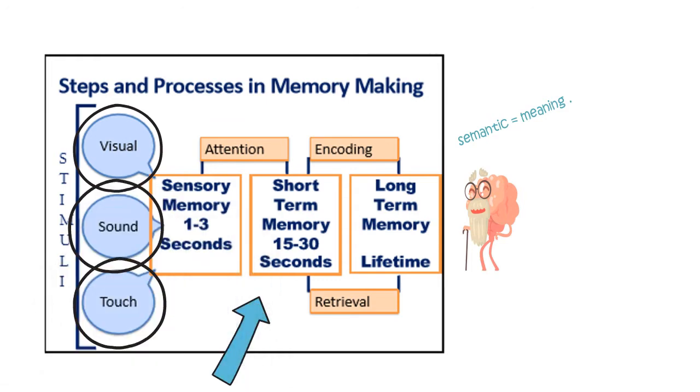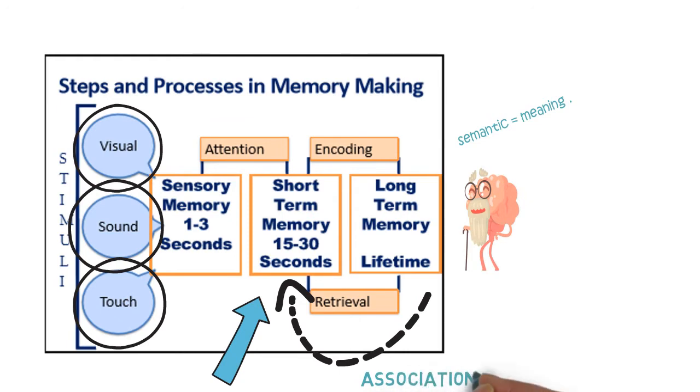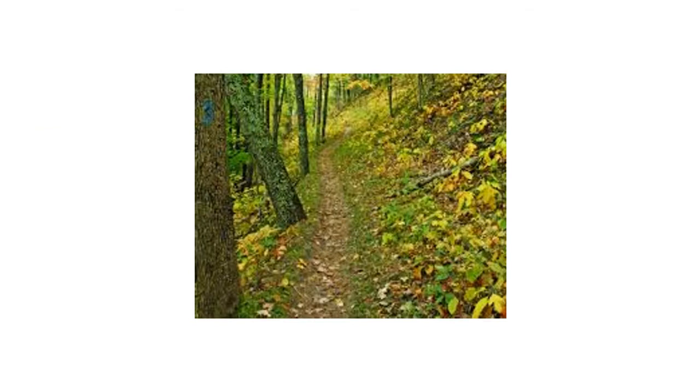Retrieval is the process of accessing the information. Long-term memory is retrieved through associations. For example, you might remember where you parked your car at the shopping mall by retracing your steps. In other words, encoding is like taking a walk through the woods and barely making a path through the leaves.